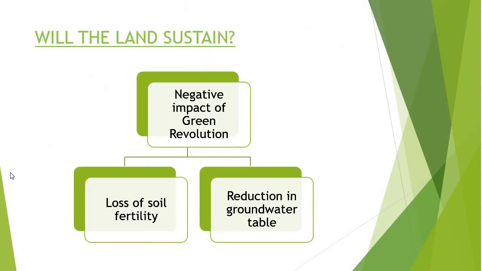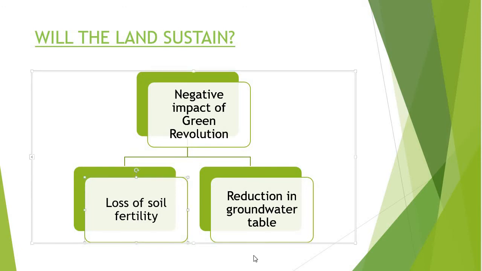Now the next topic that we studied was, will the land sustain? Of course, we know that Green Revolution has helped the farmers a lot and it has increased the output of land to a very great extent. But there are certain negative impact of Green Revolution as well. The 2 most important negative impact were, first of all, it leads to loss of soil fertility. Because of constant use of fertilizers, there was a lack in soil fertility.